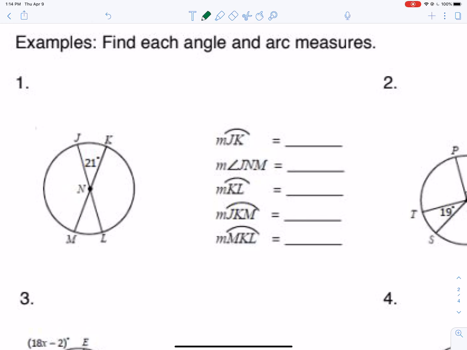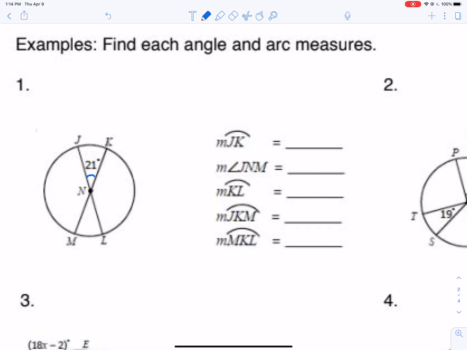So the measure of arc JK. Notice this central angle is 21 degrees. So therefore arc JK would also be 21 degrees because the central angle equals the intercepted arc. Angle JNM. So let's see. Angle JNM would form a linear pair with angle JNK in blue right there. And so we could say 180 minus 21 would give us that measure, which would just be 159.